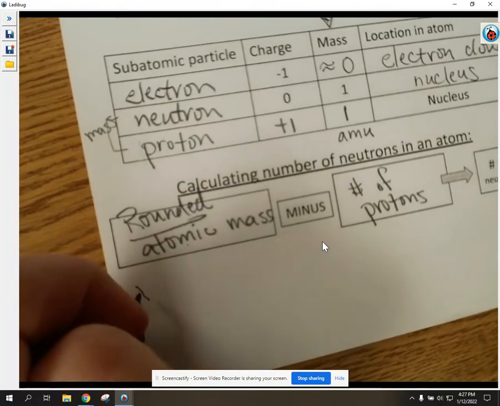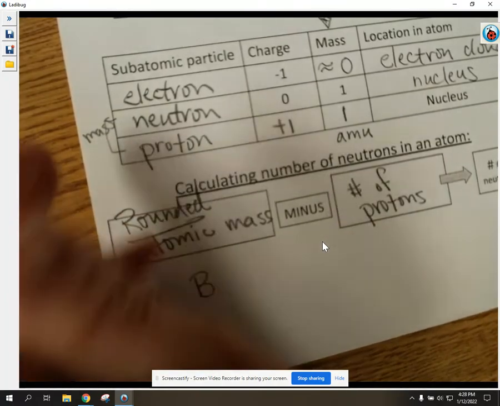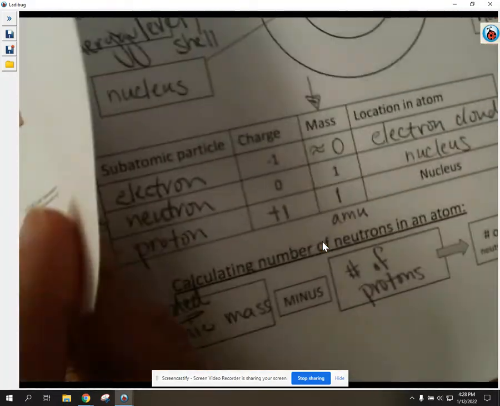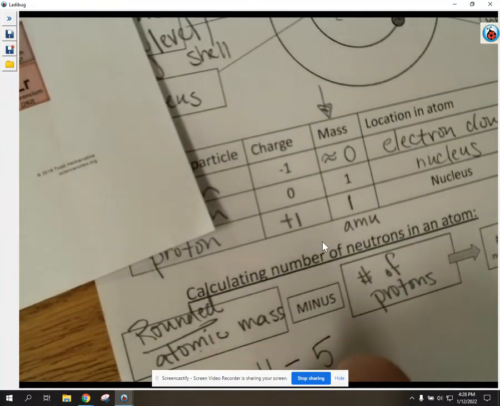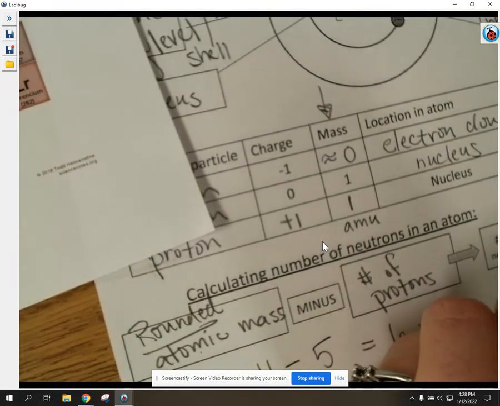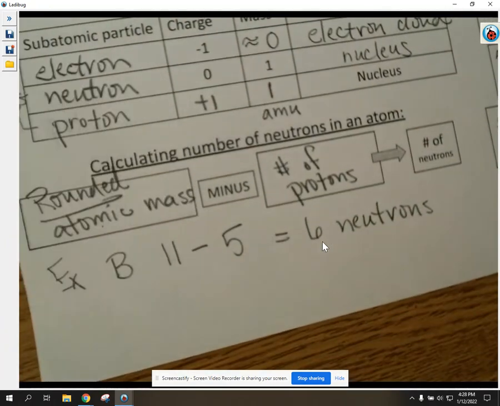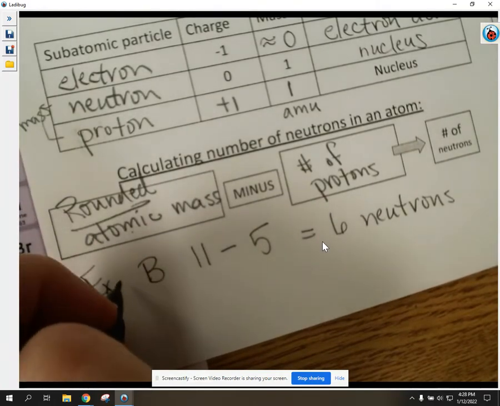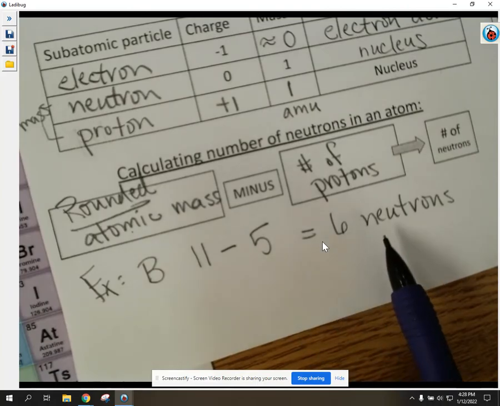For example, we just did boron, and the mass rounded to 11, and then we subtract 5. 11 minus 5 protons equals 6 neutrons. So for boron, the mass rounds to 11, you subtract the 5 protons, and you get 6 neutrons.